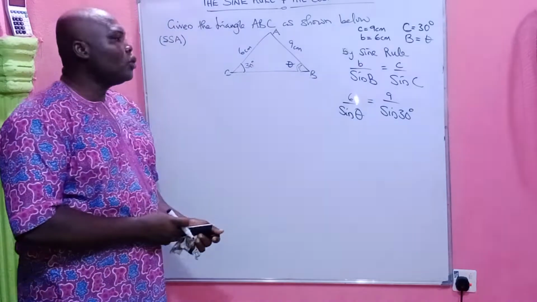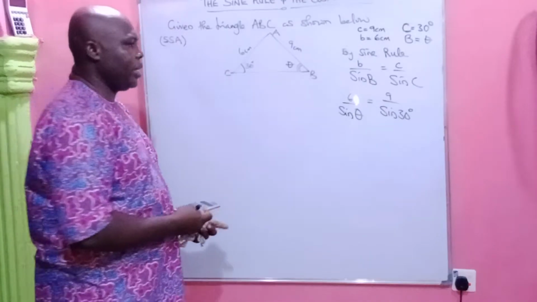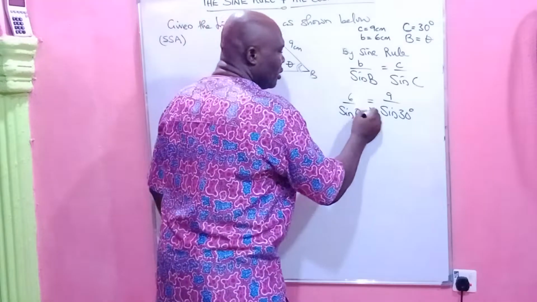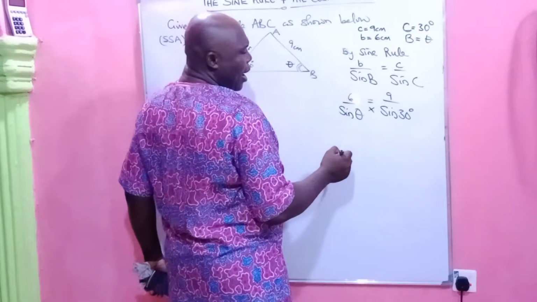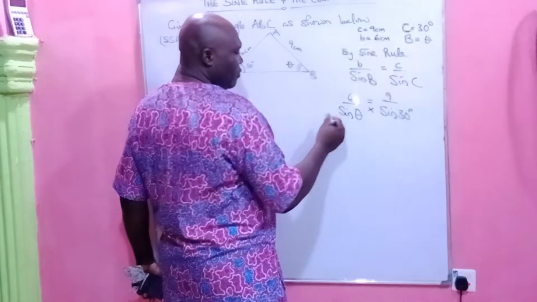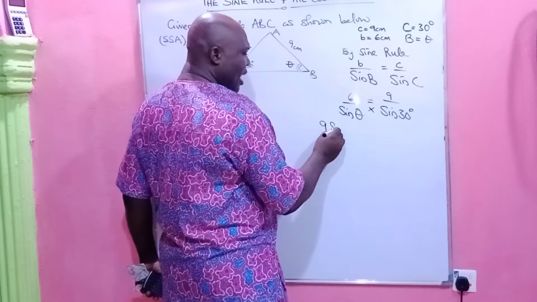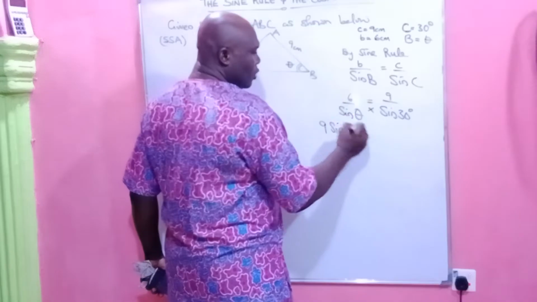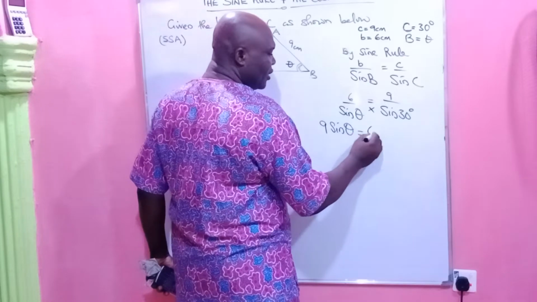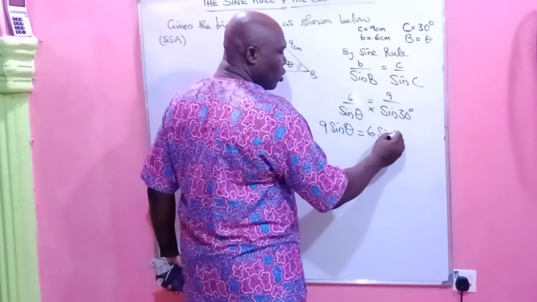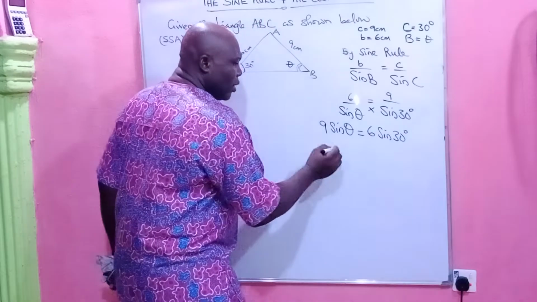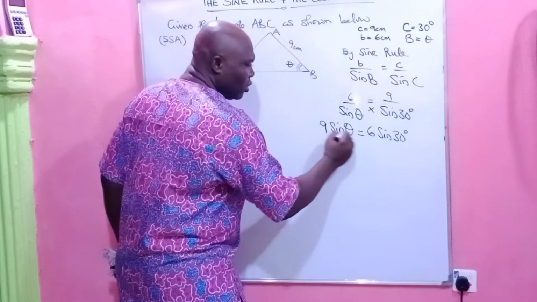So it means we are going to look for what theta will be. So what do we do? We cross multiply. So we are now going to have this times this will give us 9 sine theta is equal to 6 times the sine angle of 30 degrees. So we are going to have sine theta, which is what we are looking for.